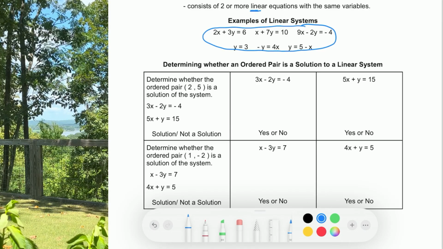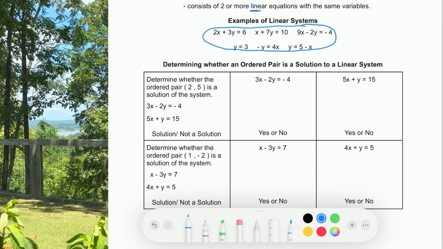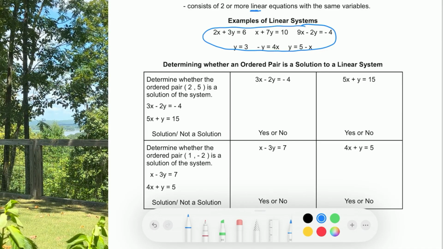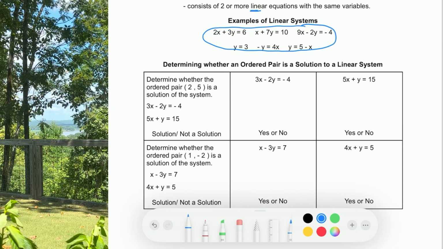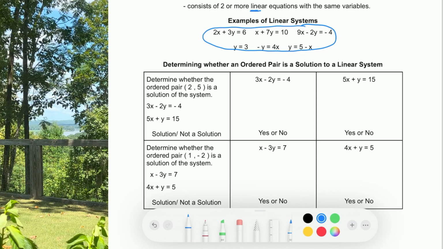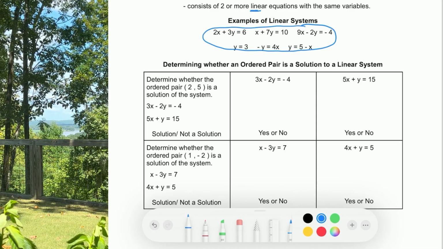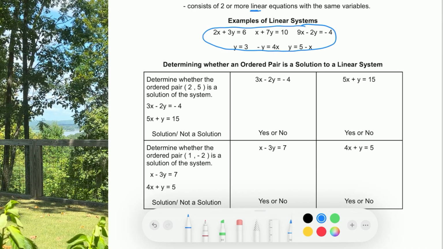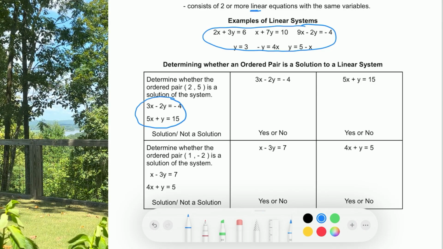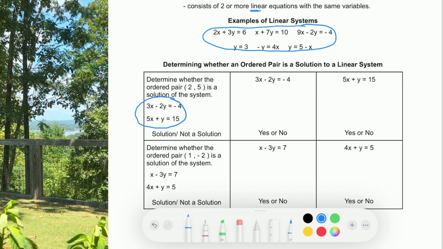All right, so our first instruction says determining whether an ordered pair is a solution to a linear system. So remember, the word system means we're going to have more than one linear equation, and we're going to see how these solutions relate to this system. In our first example, it says determine whether the ordered pair (2, 5) is a solution of the system. The system that they give us is basically these two linear equations. And we want to see if this ordered pair, (2, 5), is a solution to these equations.